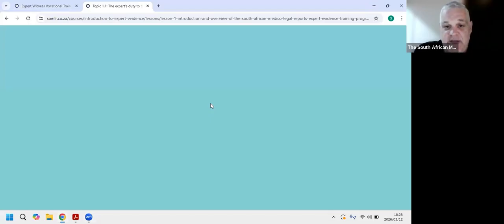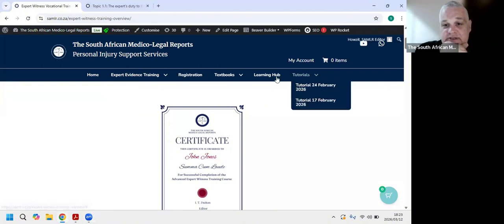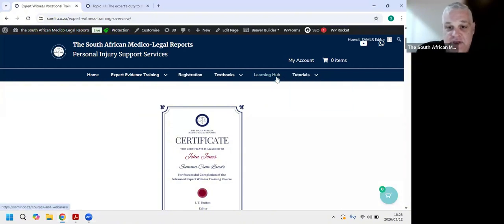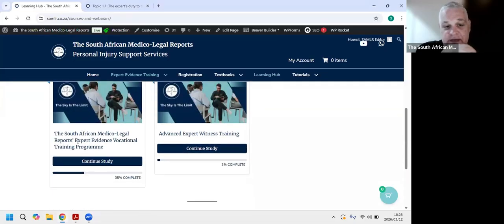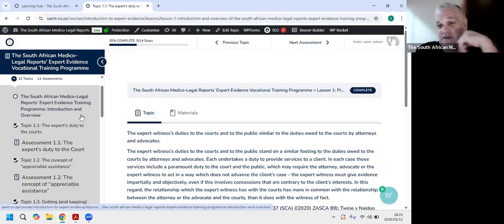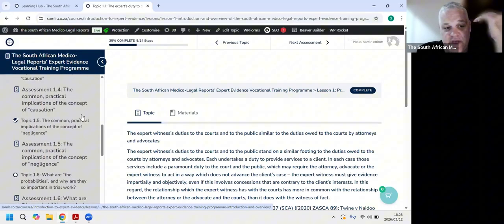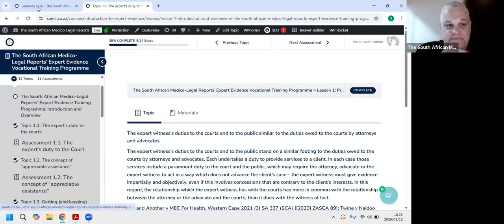And if we just go to the training platform itself, you'll see that that is how it comes up. I'll show you where the training platform is. If you go to the Learning Hub, you will then see, under the Learning Hub, the Vocational Training Program course itself. And here it is, the South African Medico-Legal Reports Expert Evidence Vocational Training Program. So that is where, and you go into that training program, and then you will see the program presented as such. And you'll see that on the training program, we've preloaded already, I think it's 11 topics that we've done. And I will get into those topics with you in a moment.